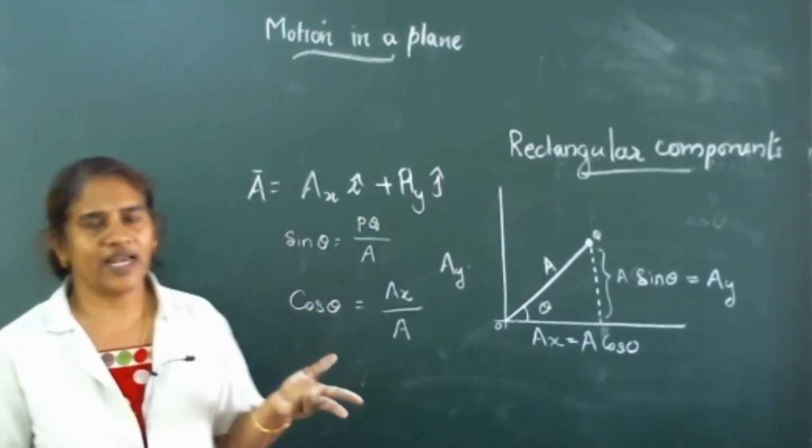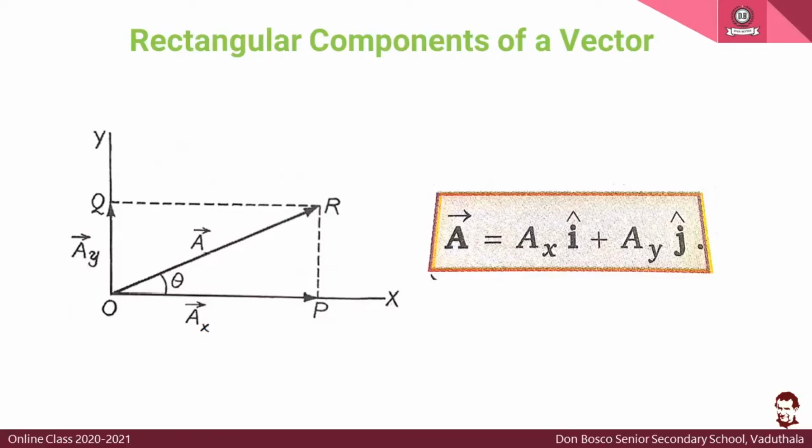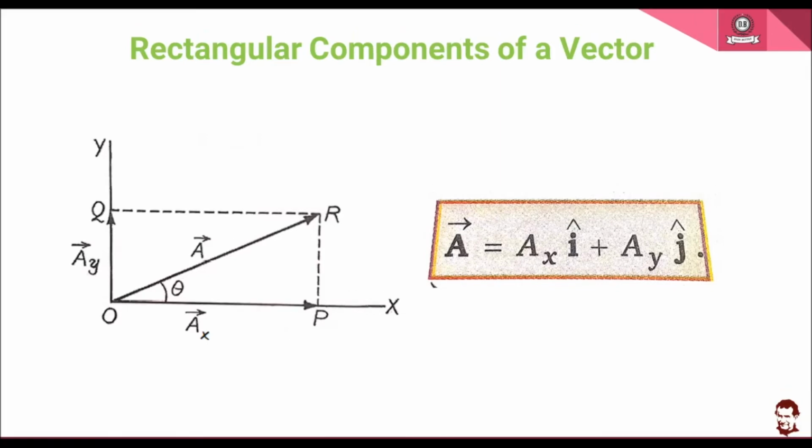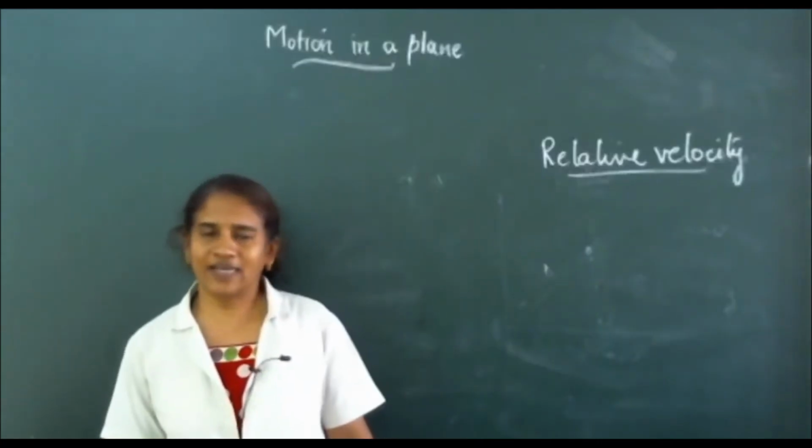Now you just get the idea. Rectangular components means components which are mutually perpendicular, that means the x component and y component. By calculation we can see Ax means A cos theta and Ay means A sin theta. So Ax and Ay are the rectangular components of the vector A. So rectangular components are clear now.